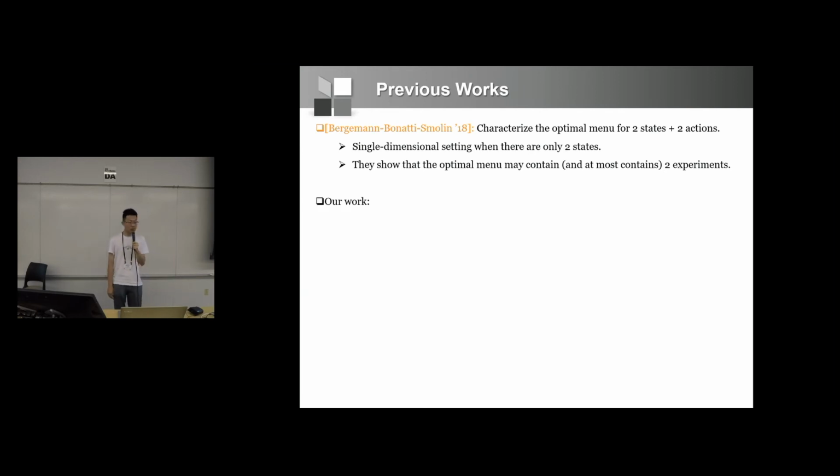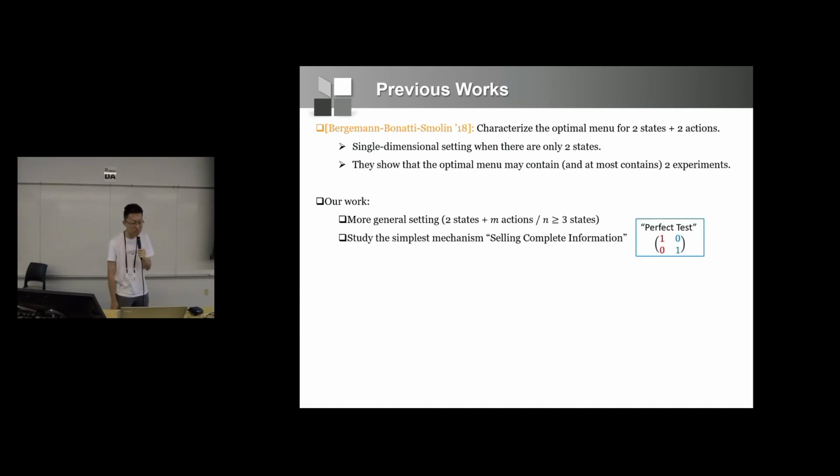In our work, we consider more general settings, and we will study the performance of the simplest mechanism, which we call selling complete information. This mechanism has just one experiment, and the seller simply reveals the true state of the world at some price.